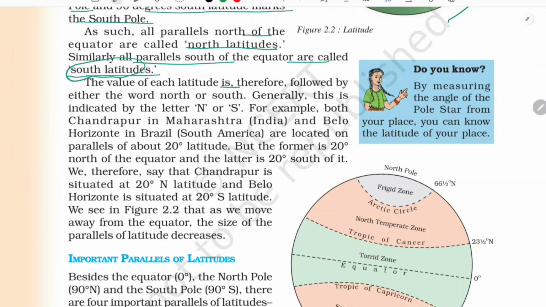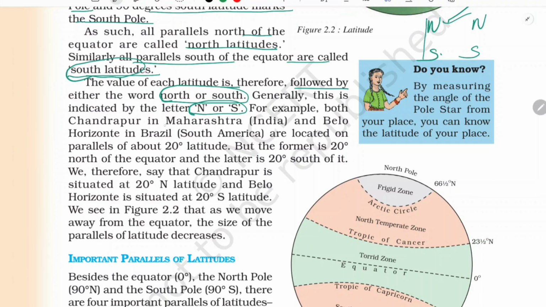Now let us take out the value of each latitude. Now we came to know that it is 90 degree northward, 90 degree south pole, isn't it? Total it is 180 front and 180 back, it will be 360. So now let us try to calculate how much 1 degree will be. The value of each latitude is therefore followed by either the word north or south. So if it lies in the northern part, it will be north, if it lies in the southern part, it will be south. Generally these are indicated by N and S.